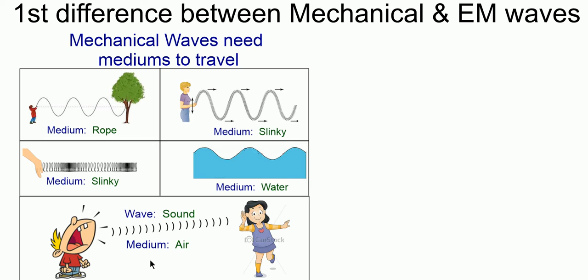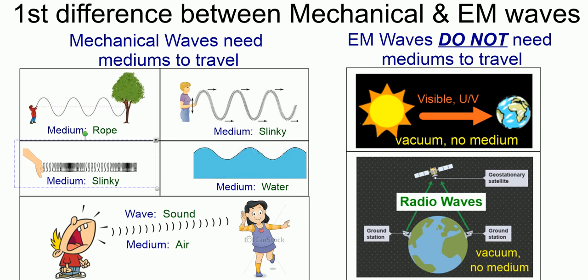It's a bit more complex down here because we can't see it, but this guy's yelling and his sound is reaching your ear because it's traveling through air. There is a medium. So mechanical waves must have mediums or they will not travel. Now that's very different, isn't it, from EM waves?